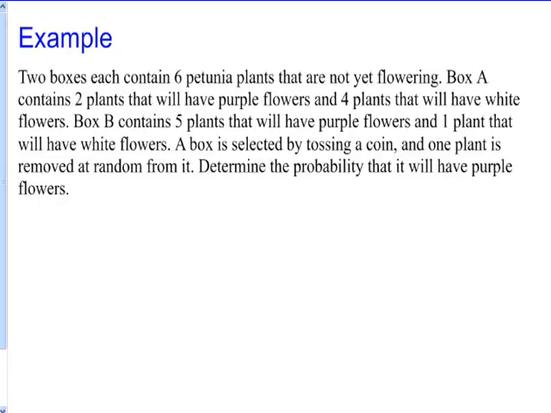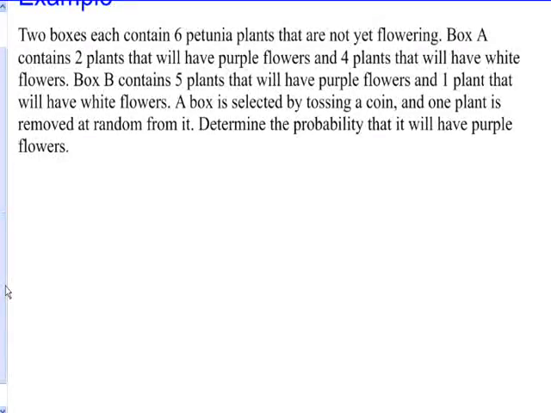All right, so here's an example. 2 boxes, each containing 6 plants that are not yet flowering. Box A contains 2 plants that will have purple flowers and 4 plants that will have white flowers. Box B contains 5 plants that will have purple flowers and 1 plant that will have white flowers. A box is selected by tossing a coin, and 1 plant is removed at random from it. Determine the probability that it will have purple flowers.